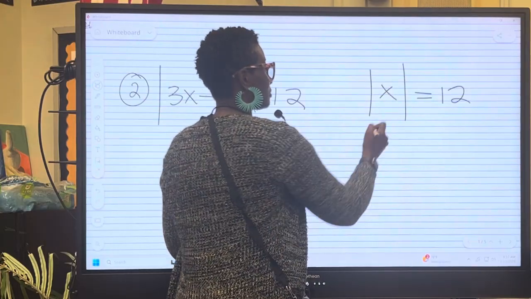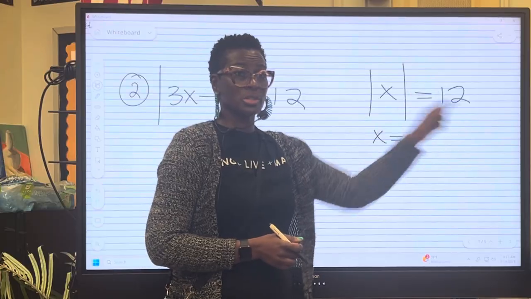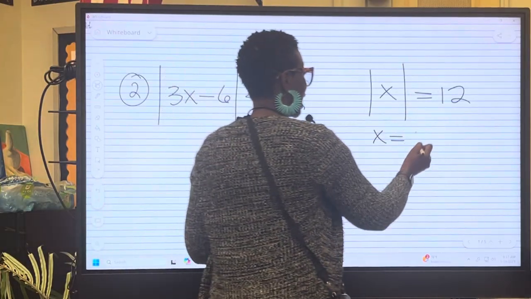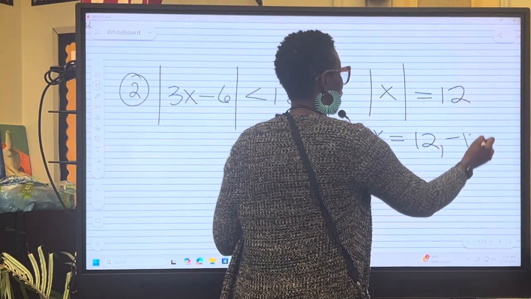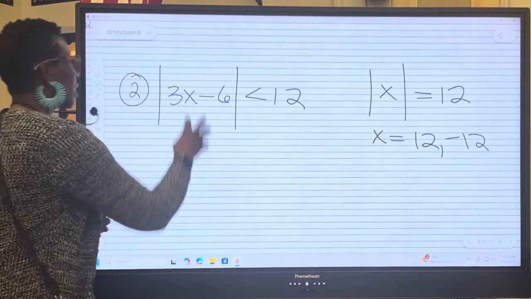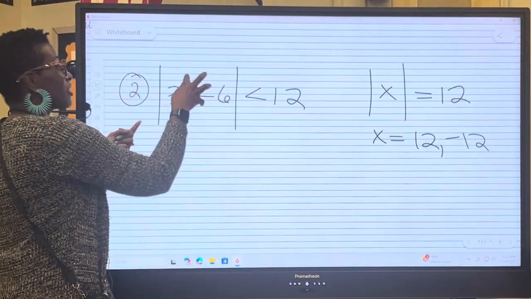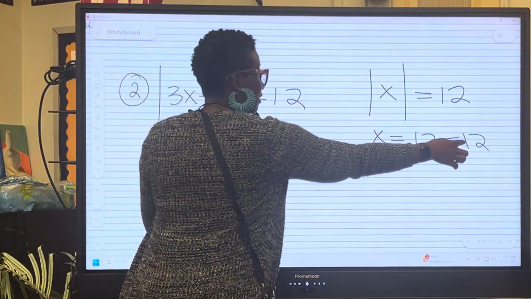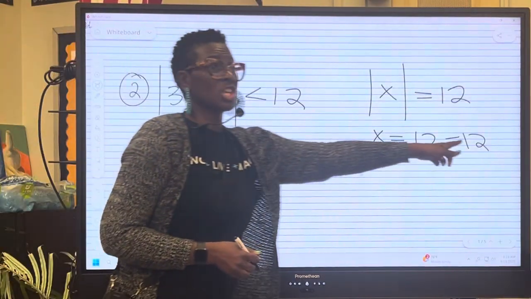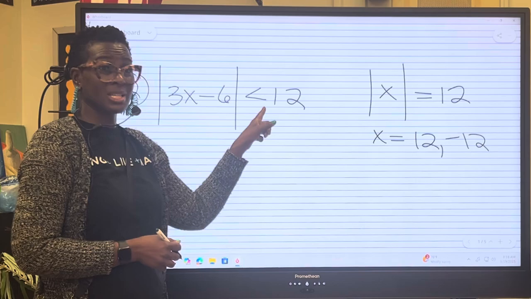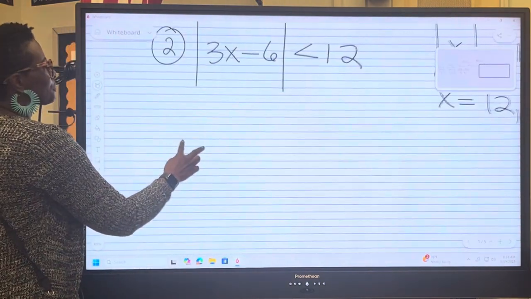So what could this be? X could be what? What number is 12 units from 0? 12. Is that the only number that's 12 units from 0? Or what? Negative 12. So I know that whatever's in here, it could be 12, or whatever's in here could be negative 12. Are you all with me? What's the other thing I need to remember? If I change this to a negative, I got to do what to this sign? Flip it, right?